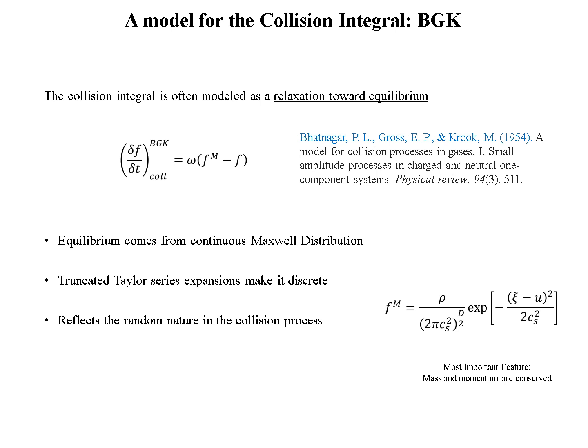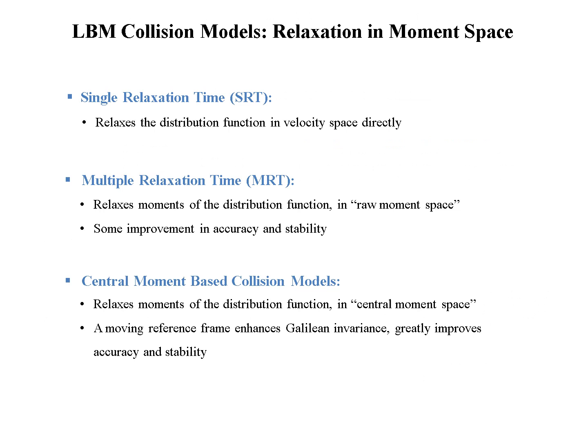The collision integral is usually modeled as a relaxation process toward an equilibrium state, where the equilibrium state is generally defined using the continuous Maxwell distribution, which reflects the random nature of the collision process. Relaxing moments of the distribution function allows us to apply different relaxation rates to different moments and improves accuracy and stability, but relaxing central moments allows us to apply a moving reference frame, enhancing Galilean invariance, and greatly improves accuracy and stability.